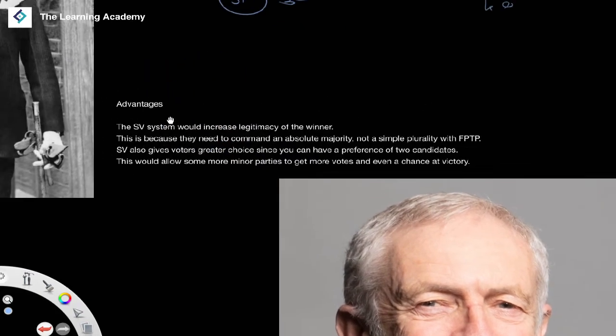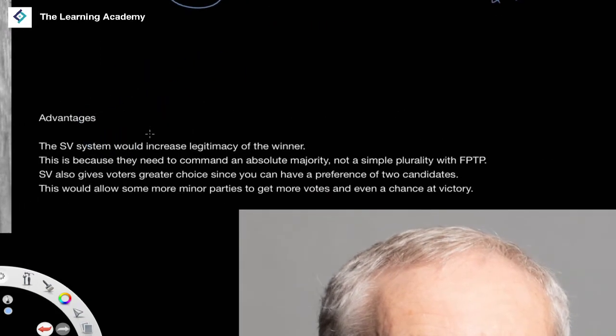Now, there are some interesting advantages to the supplementary vote system. The first of these is that it would increase the legitimacy of the winner because they need an absolute majority. Okay, so if the winner gets 50% of the vote, or 50% plus 1, then that means 50% plus 1 of the electorate actually support this candidate. We don't have any kind of messy system where with first past the post an MP might get elected with only 30% of the vote or something ridiculous like that. We have an absolute majority that needs to be achieved, and this increases legitimacy for the winner.